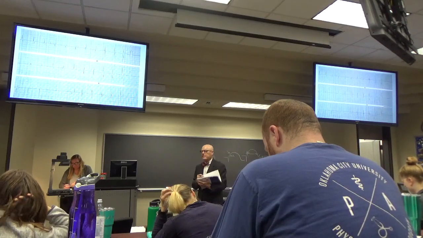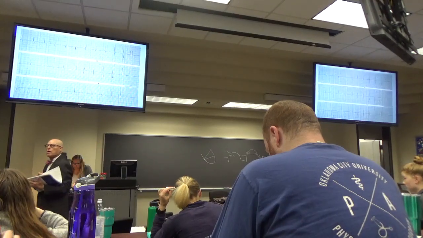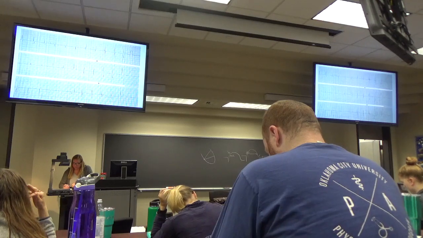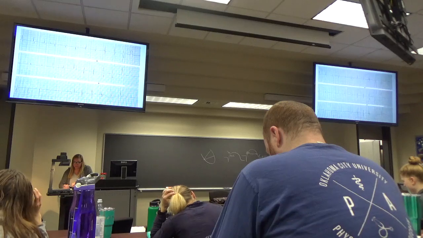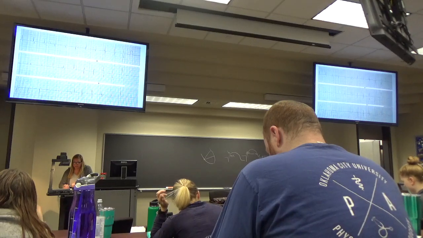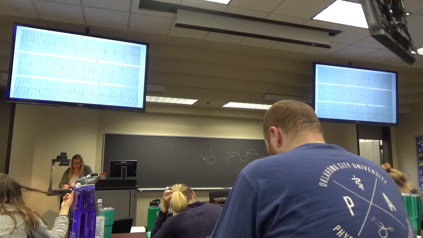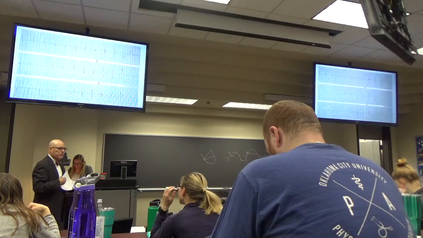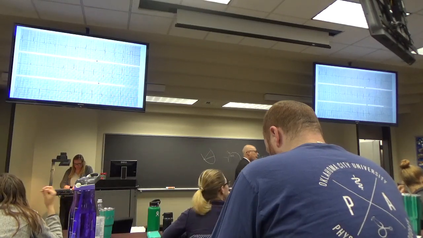I think the QT is a little longer than 0.28. It looks to me like it's about 0.44. I got 0.48. It's pretty long, especially when you look at leads 1 and 2. Left axis deviation, right bundle branch block, first degree AV block, long QT. Anything else?